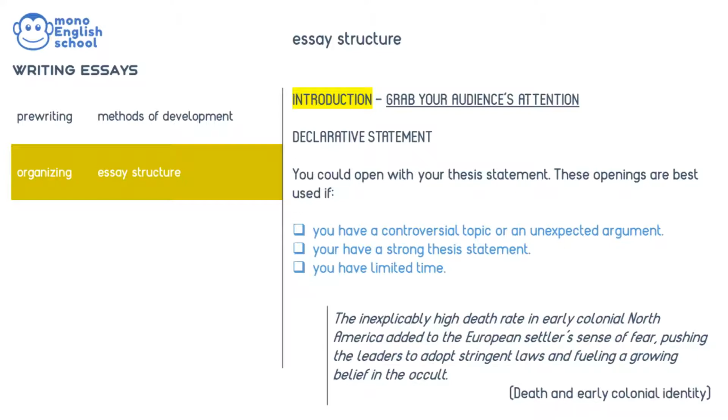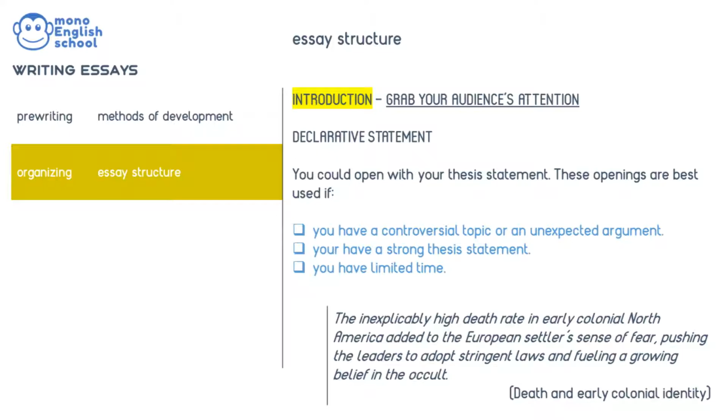Here is an example thesis statement to open an essay on death and early colonial identity. The inexplicably high death rate in early colonial North America added to the European settlers' sense of fear, pushing the leaders to adopt stringent laws and fueling a growing belief in the occult.